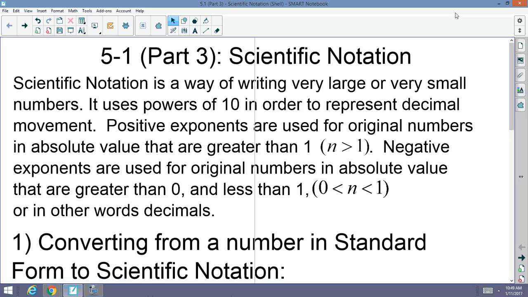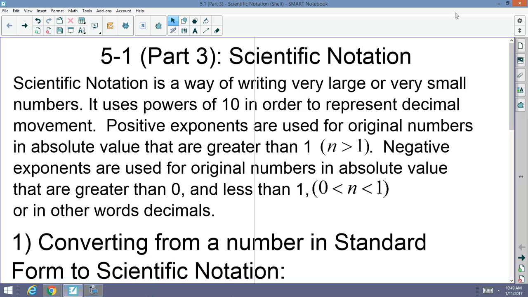Remember that when you multiply by powers of 10, guys, you move the decimal to the right for as many zeros as there are. When I'm dividing by powers of 10, I move decimals to the left for as many zeros as there are. Positive exponents are used for original numbers in absolute value that are greater than 1.